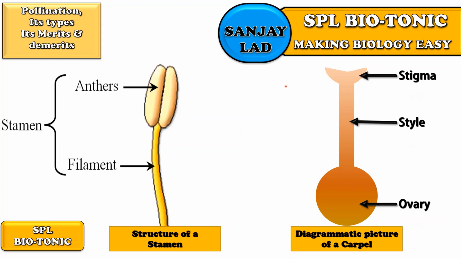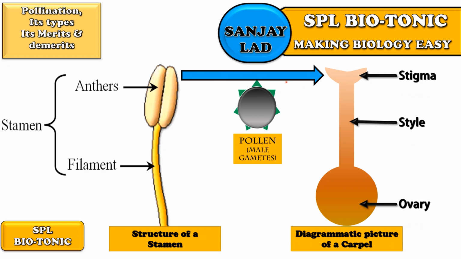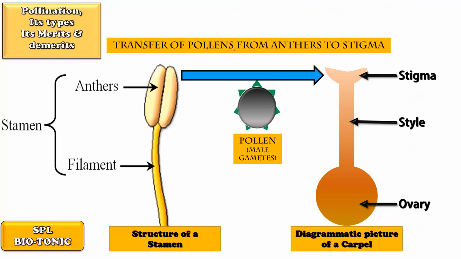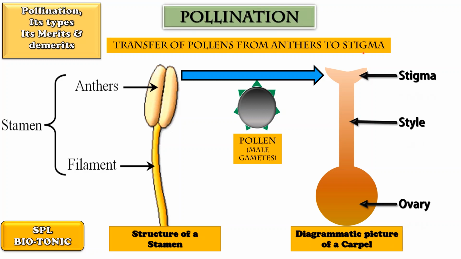Here, pollens are produced by anthers. These pollens produce male gametes, which are non-motile in nature. Therefore, these pollens need to be carried from anthers to the stigma for the process of fertilization. So, this transfer of pollens from anthers to stigma is called pollination.